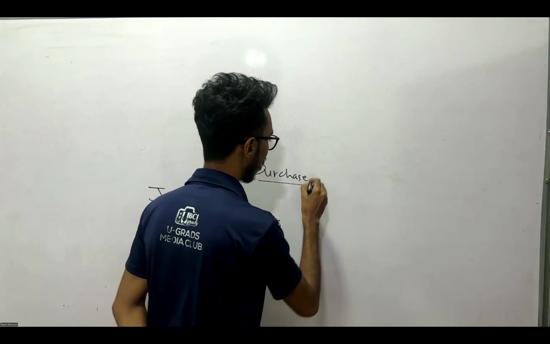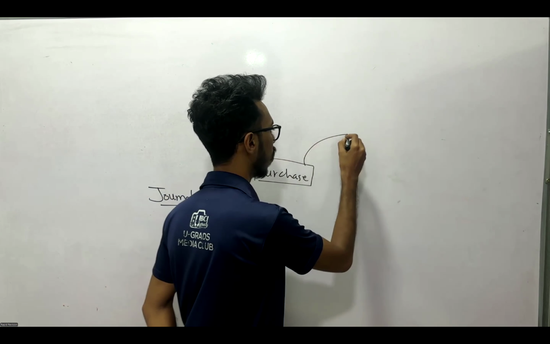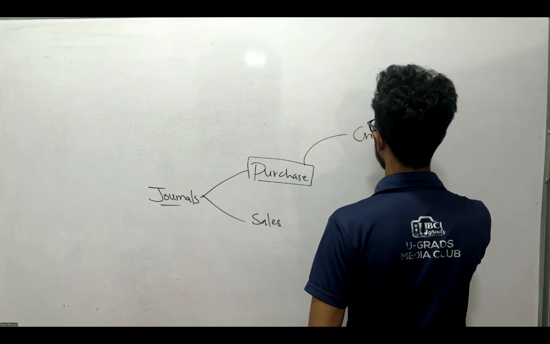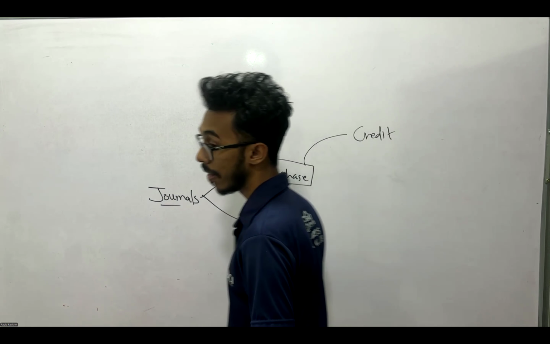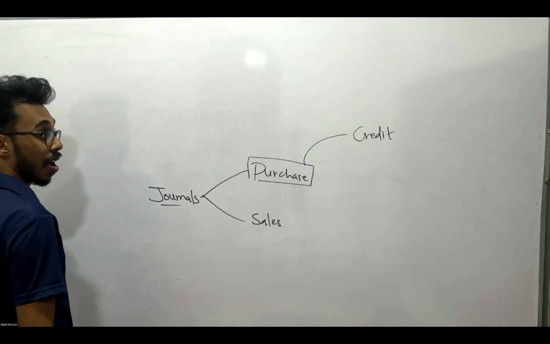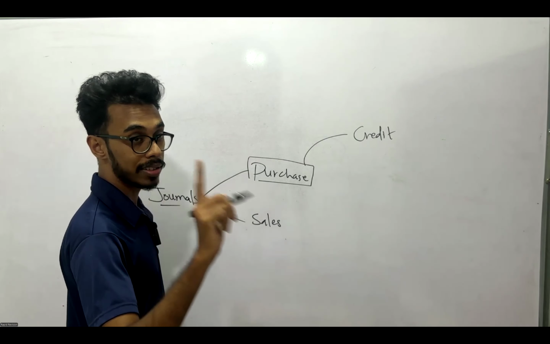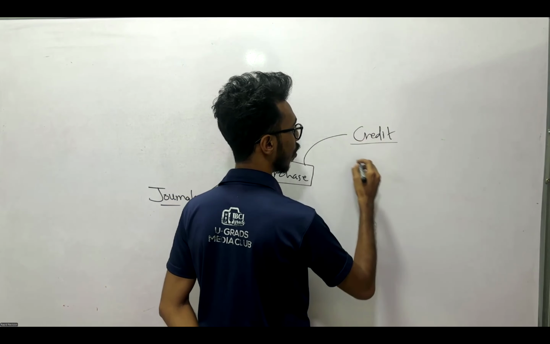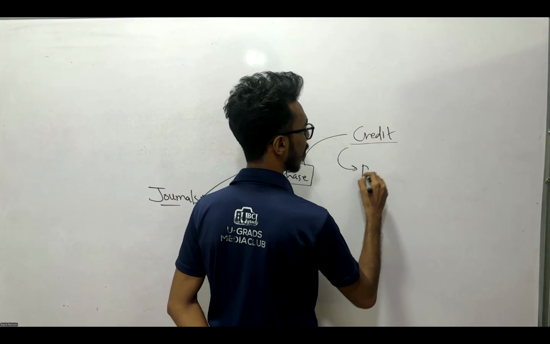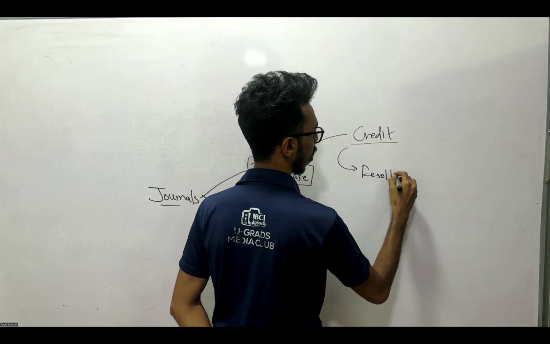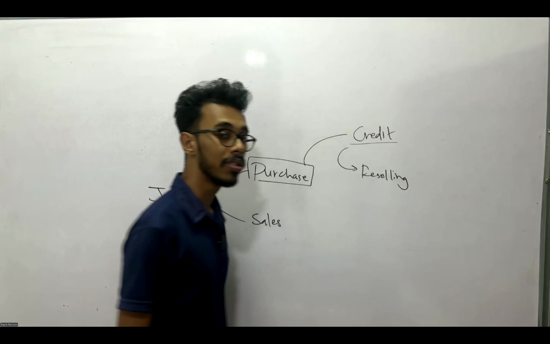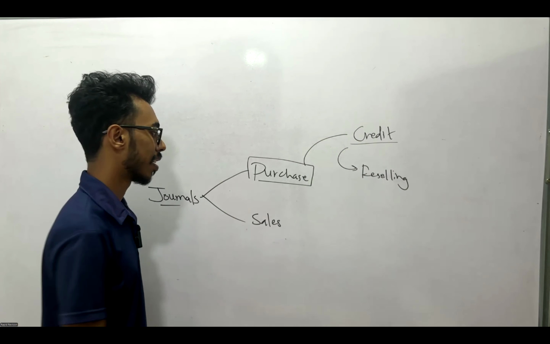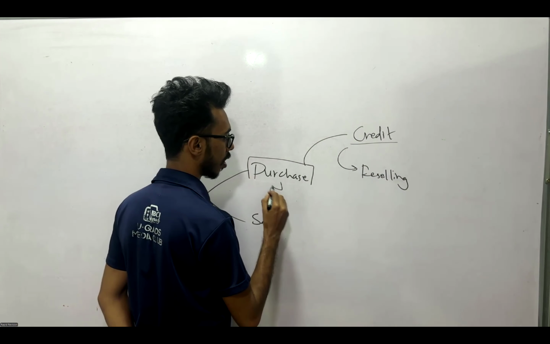What is the purchase journal? It is where we record our credit purchases for selling purposes, right? Credit purchases we do for reselling purposes. If we purchase goods, that comes under the purchase journal.